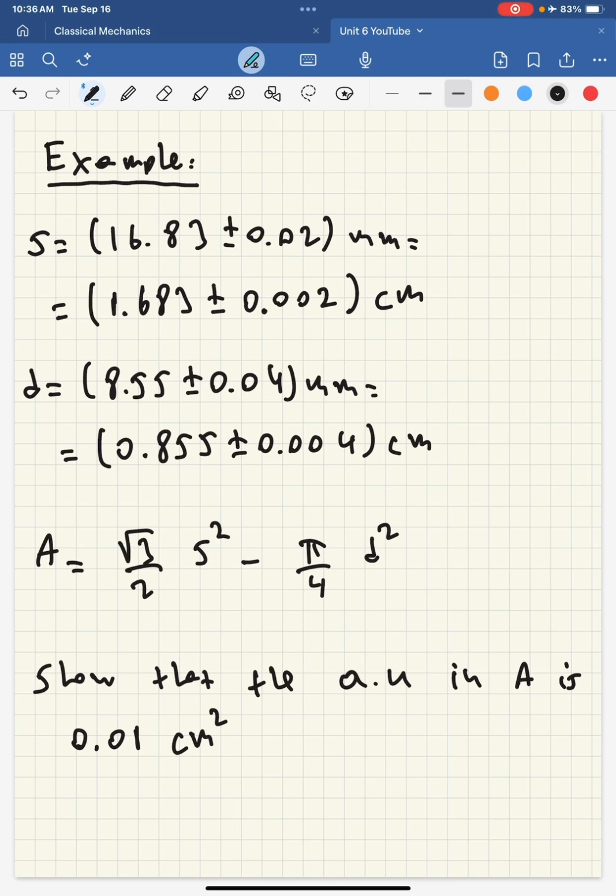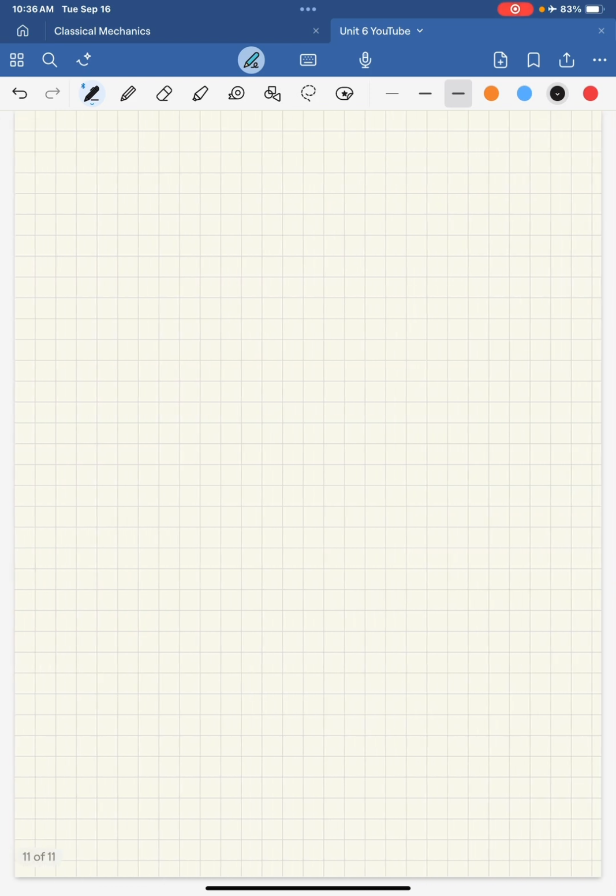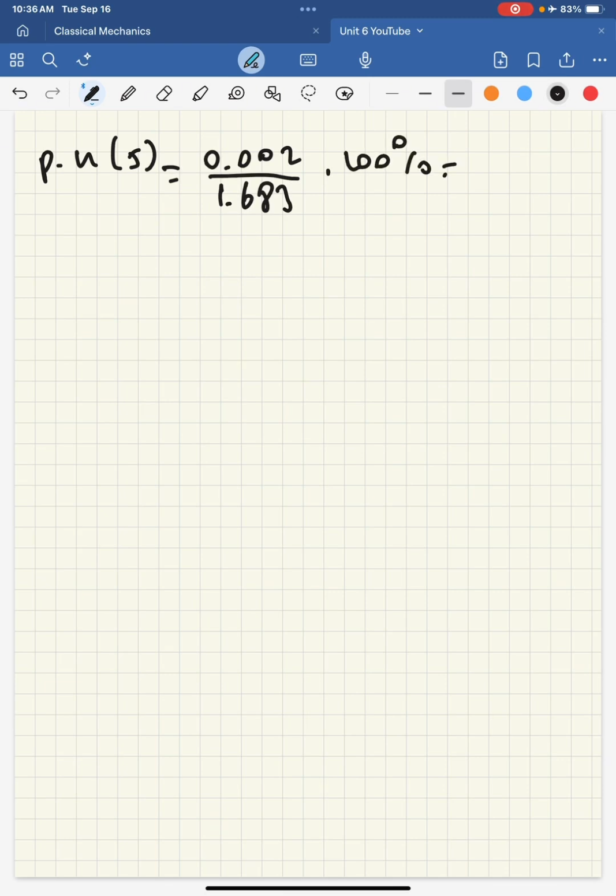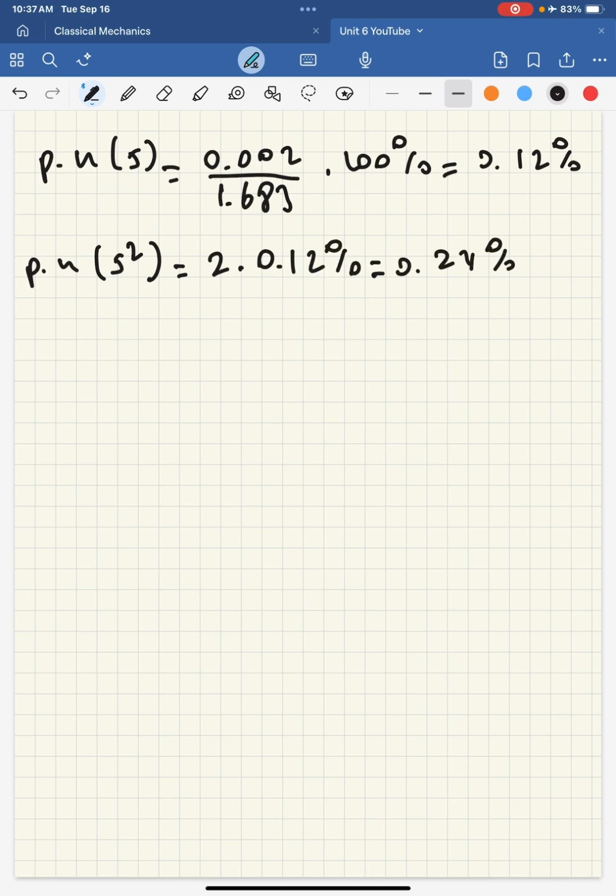Okay, so before we do this, because it takes some time, we have quantities raised to a power. So first of all, we need to find the percentage uncertainties of those quantities to begin with. So the percentage uncertainty in S is 0.002 over 1.683 times 100%, so 0.12%. Then the percentage uncertainty in S squared is 2 times that, right? So 2 times 0.12% gives you 0.24%, okay?